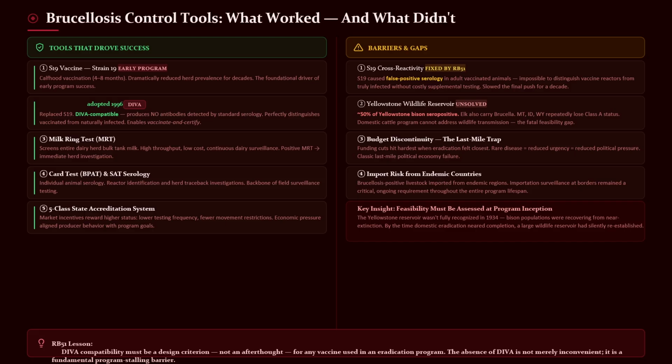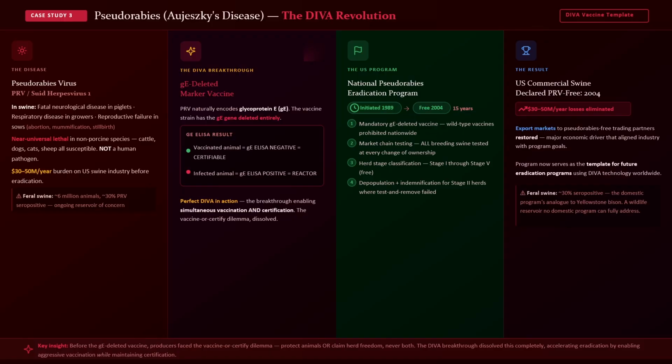Pseudorabies virus, PRV, also called Aujeszky's disease virus or Suid herpesvirus 1, is one of those pathogens where the clinical picture varies dramatically depending on who's infected. In pigs, which are the natural reservoir host, the signs are age dependent. Neonatal pigs suffer very high mortality. Growing pigs get respiratory disease. Adult breeding sows experience reproductive failure, late-term abortions, stillbirths, mummified fetuses. Before eradication, this was a significant cause of production losses across the U.S.